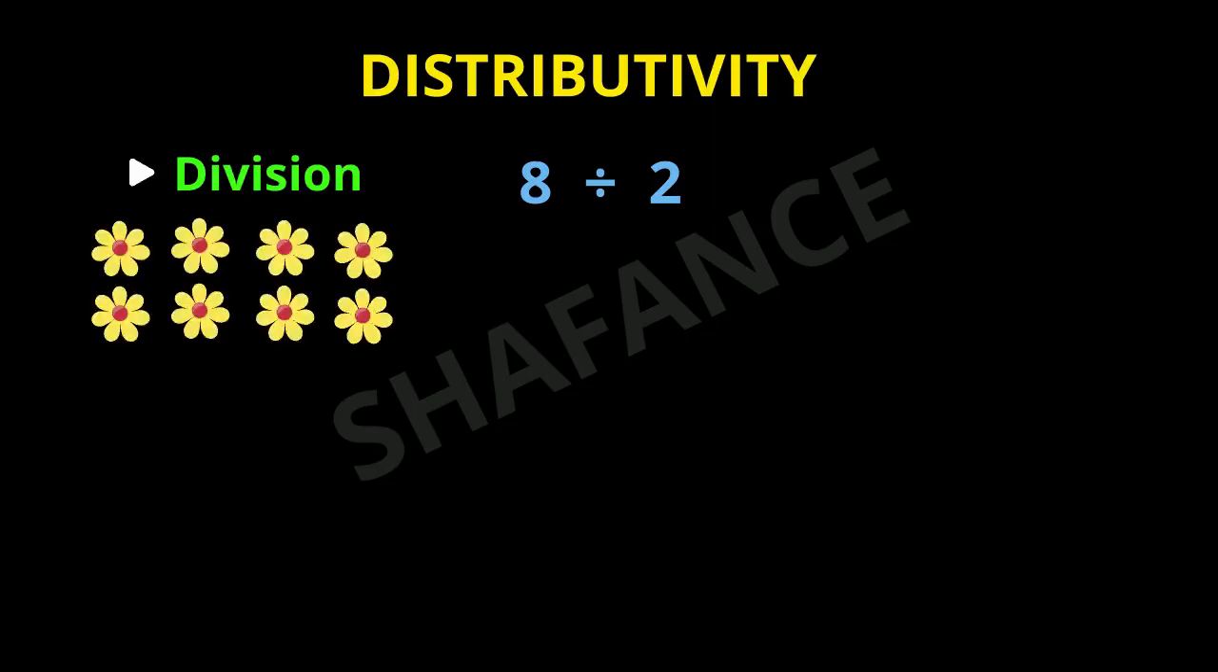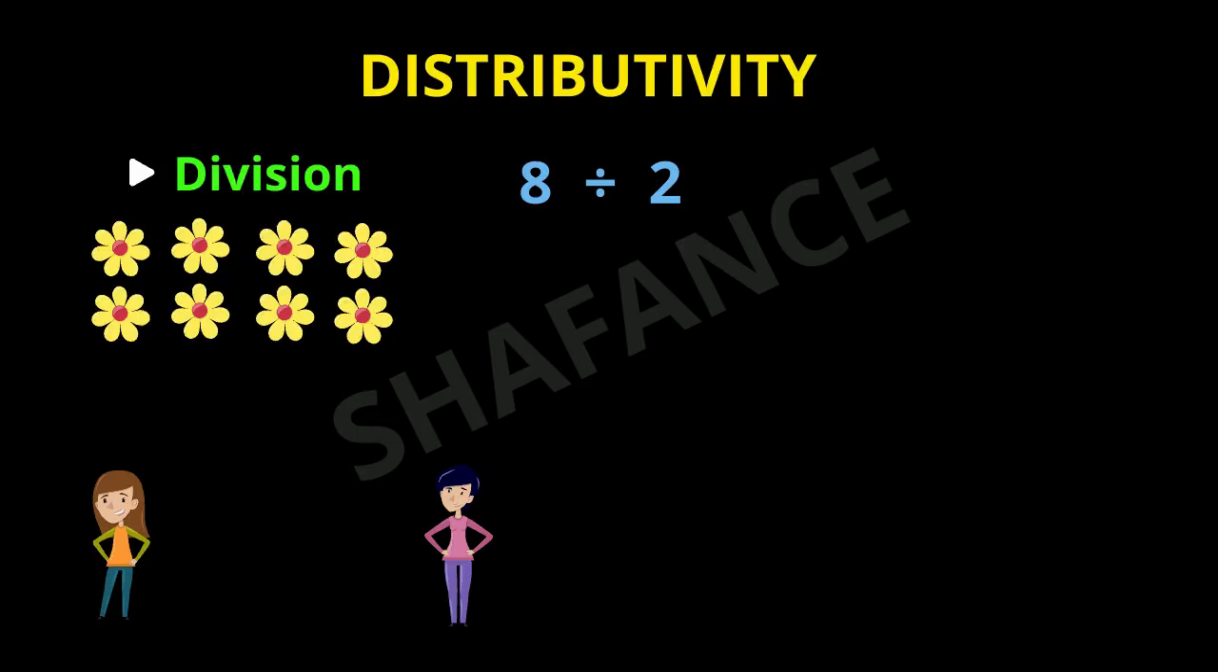So now we will see distributivity in case of division operation. We'll take one example. Over here we have 8 divided by 2. That means we have to divide 8 number of items into 2 parts. Or we can say we have 8 flowers and we have to divide these 8 flowers among 2 girls.